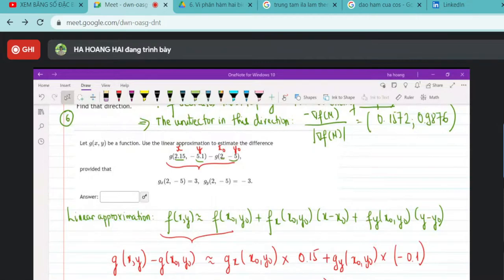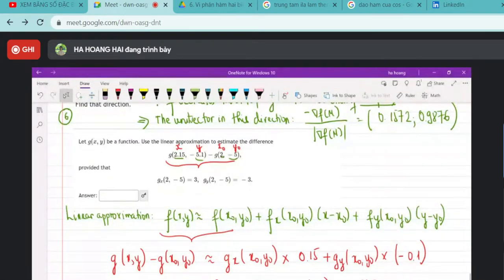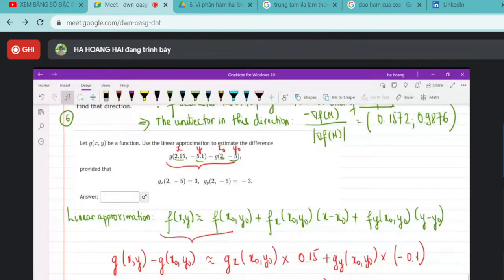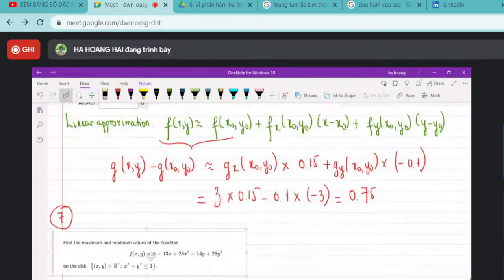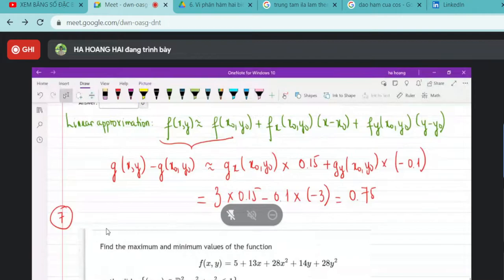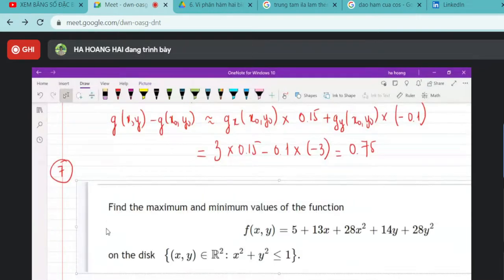Okay, the next question. Question number 7. Find the maximum and minimum values of the function on the disk.